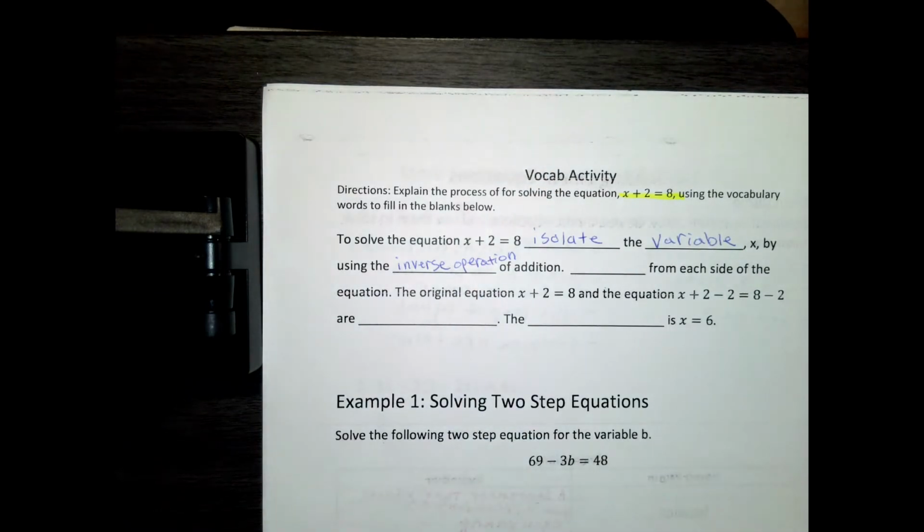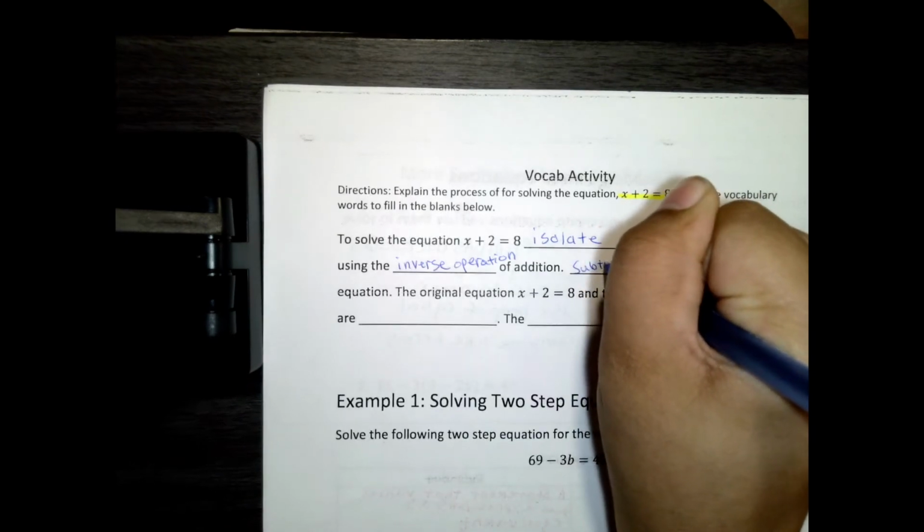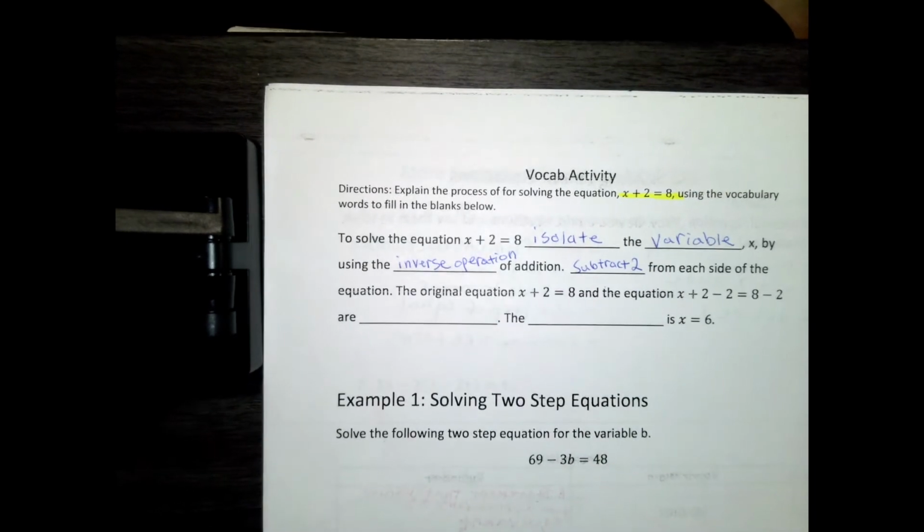What is the inverse operation of addition? Well, inverse operation just means do the opposite. So the inverse operation is subtract. So we are going to subtract 2 from each side of the equation.